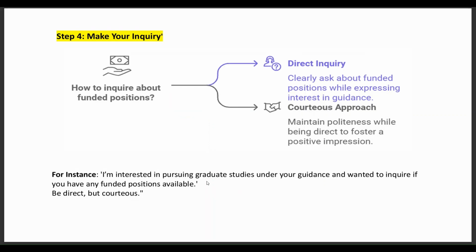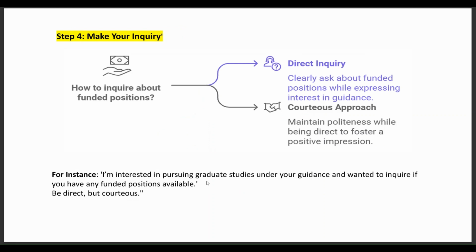And step four, make your inquiry. How can you make your inquiry about a funded position? Politely state your purpose and ask if there are opportunities available, because it does not work if the professor agrees to be only a mentor. You need to get some sort of scholarship or graduate research assistantship to pursue your career.